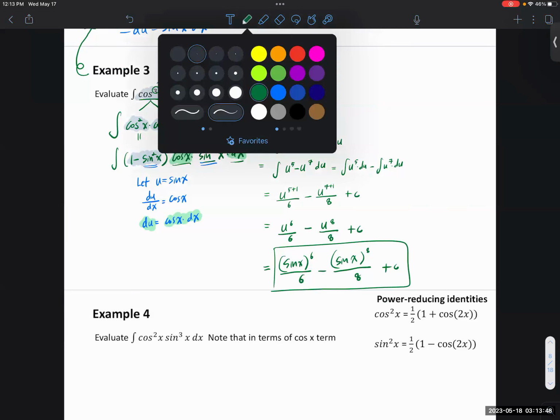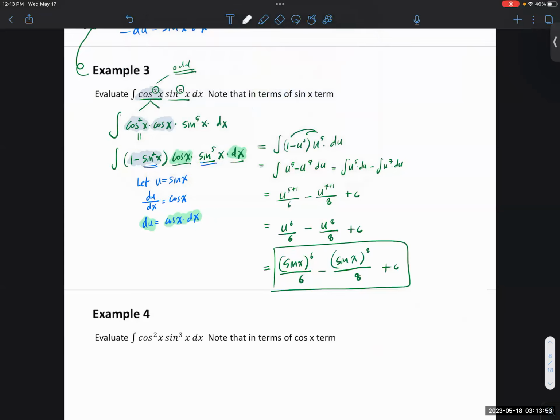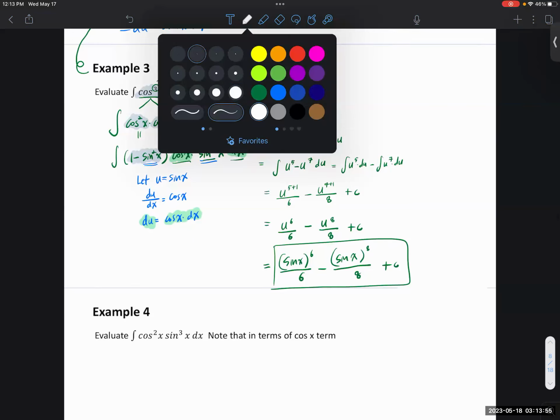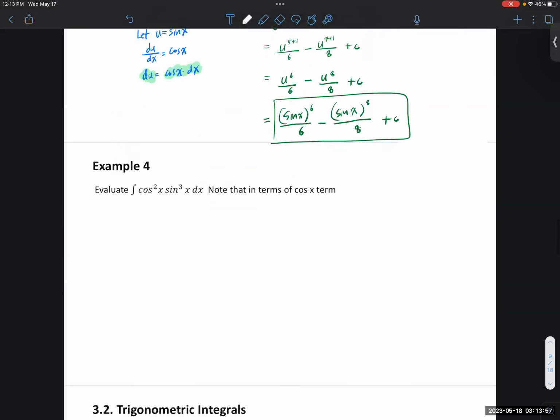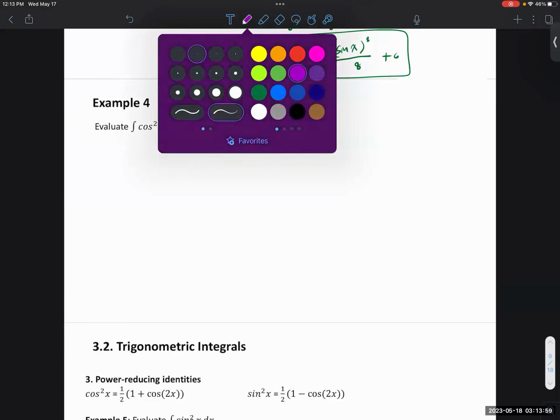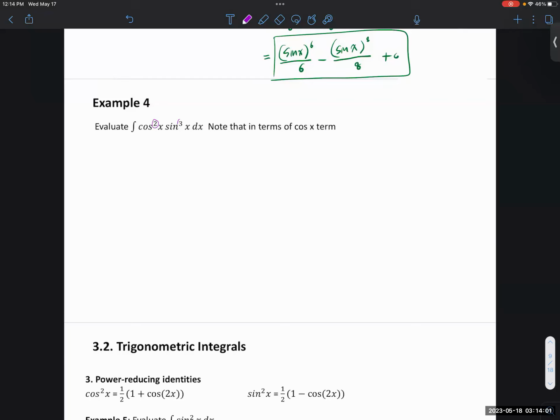So let me actually get rid of this one. Okay, so we're going to go to the second question. Okay, same thing. So we have cosine second and sine third. So this is an odd number. I'm going to break this. Okay, so what are you going to do?